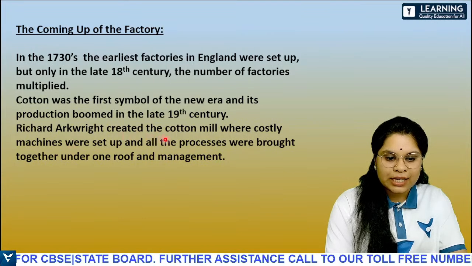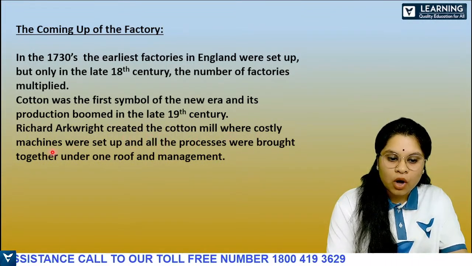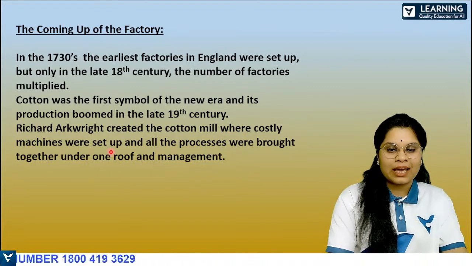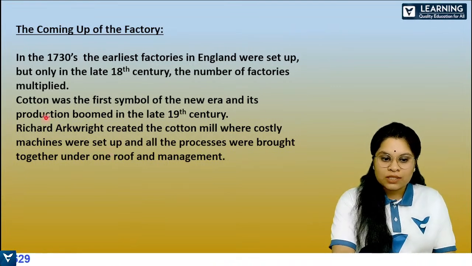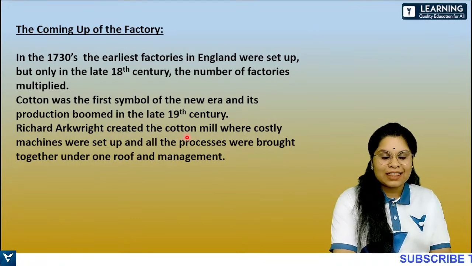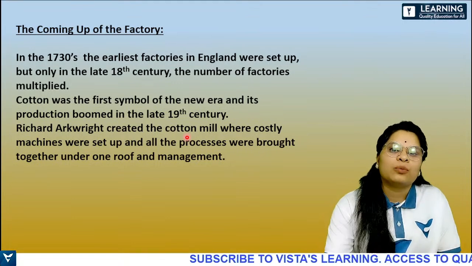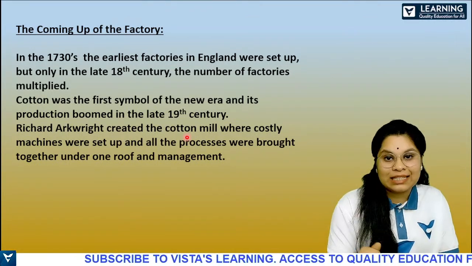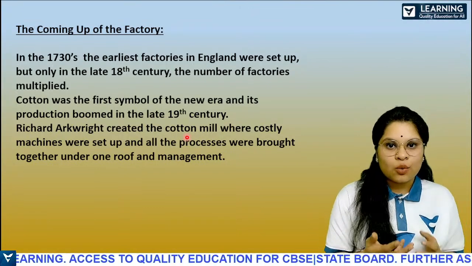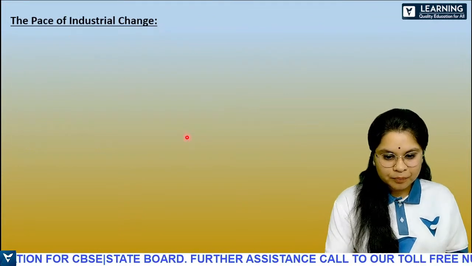Richard Arkwright created the cotton mill, where costly machines were set up and all the processes were brought together under one roof and management. He was the person who took care of all these things. There were a lot of costly machines used so that they got good output and the labor cost decreased, because high-end machines work by themselves. So why waste money on workers, right? This was their plan.